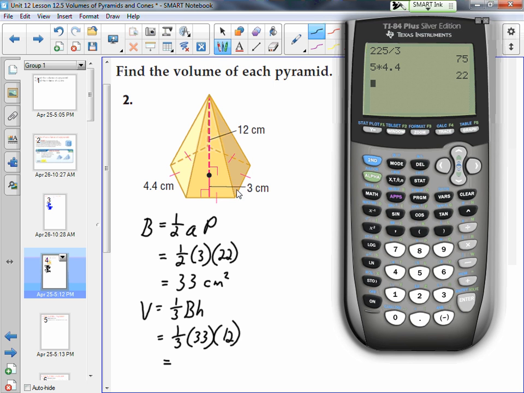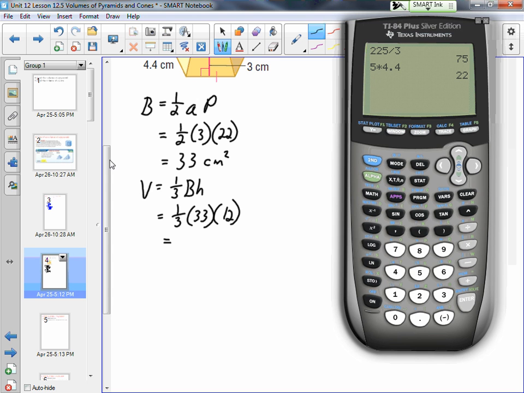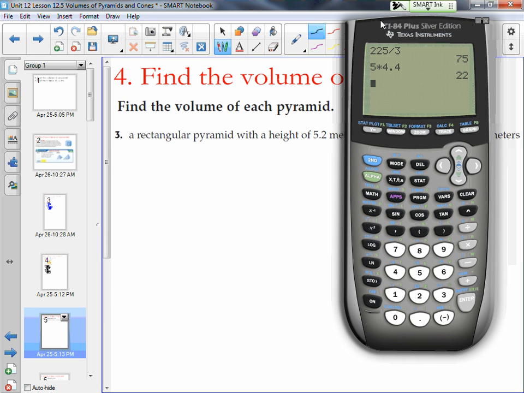Well, what's 1/3 times 33? 11. What's 11 times 12? So we get 132 cubic centimeters for the volume of that pyramid. All right, still with me? Okay, let's keep rolling. Number 3.